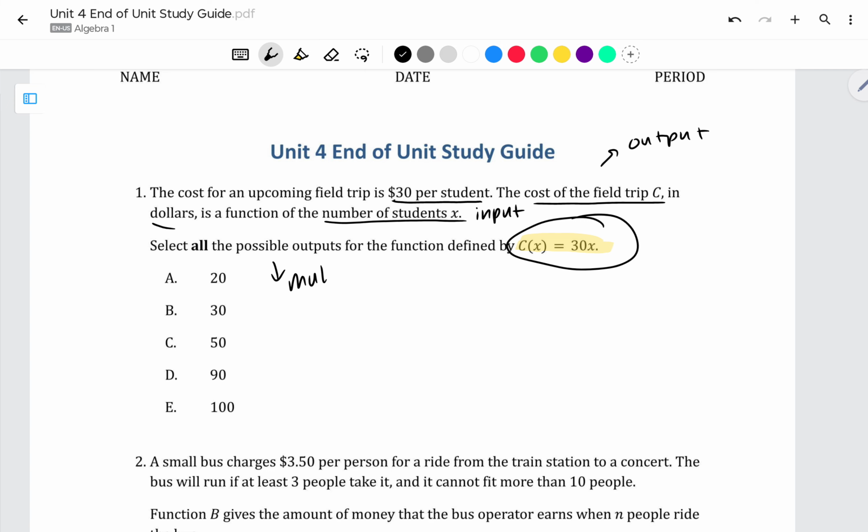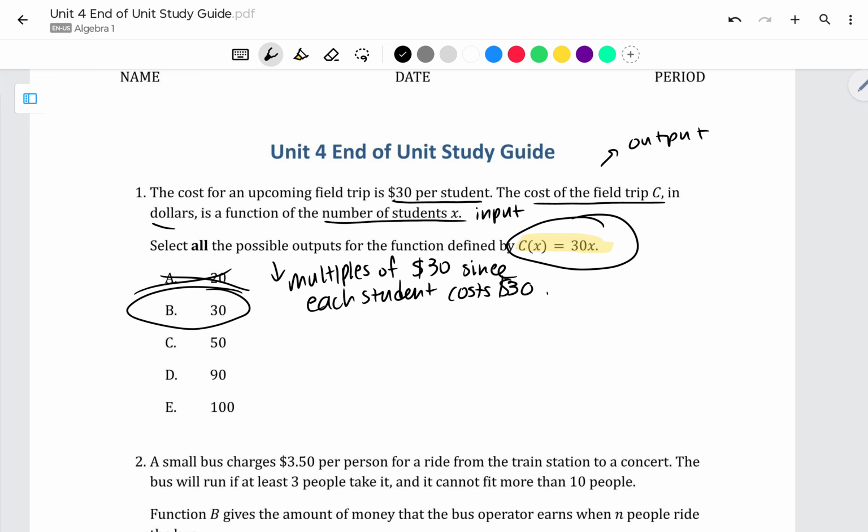Multiples of 30, since each student costs $30. So if one student goes, then it's going to be a $30 field trip. So 20 is not even possible. And this works. Again, if two students go, 30 times 2, that's 60. So 50 is not a possible output.